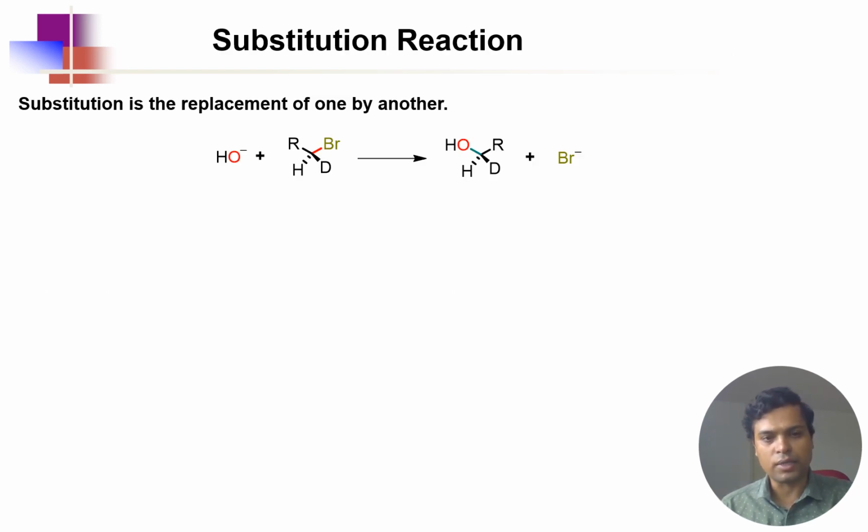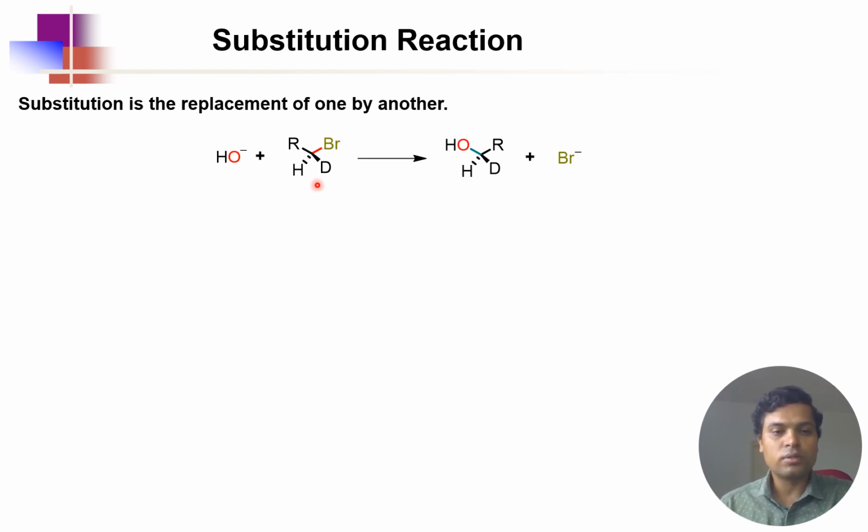So, what is a substitution reaction? If you see the definition, a substitution is a replacement of one by another. If you take an example, like you are sitting on a chair and one of your friends comes and replaces you and sits on that chair, so you are actually replaced by your friend. In organic chemistry, substitution reaction is one of the important reactions that people use in making big molecules, for example, big drug molecules.